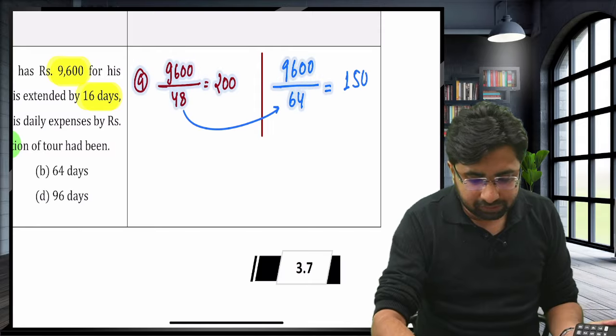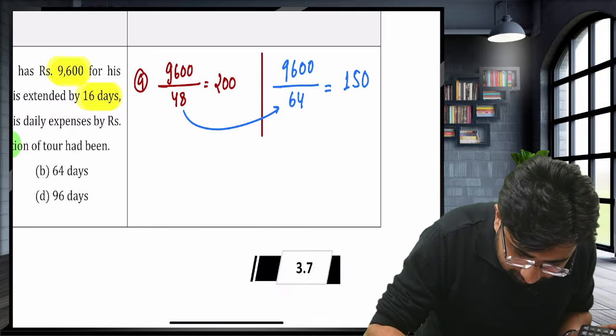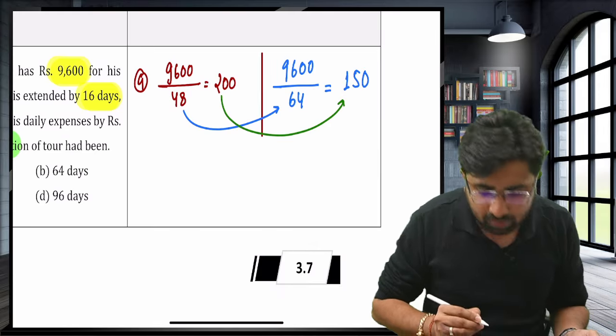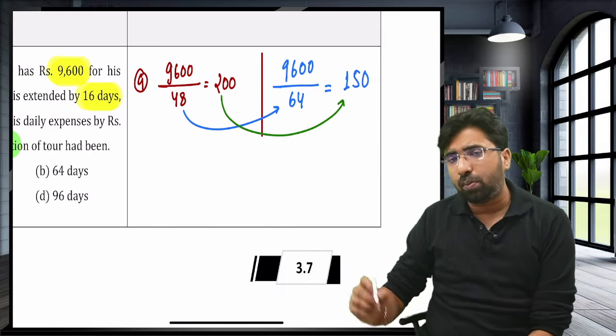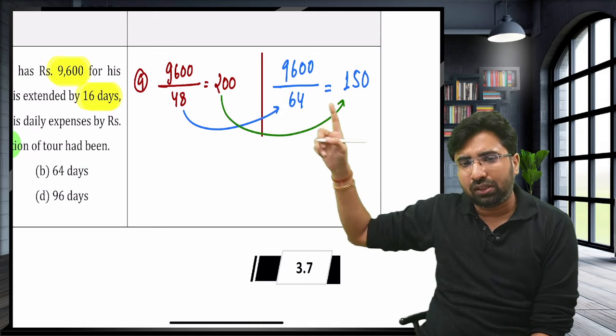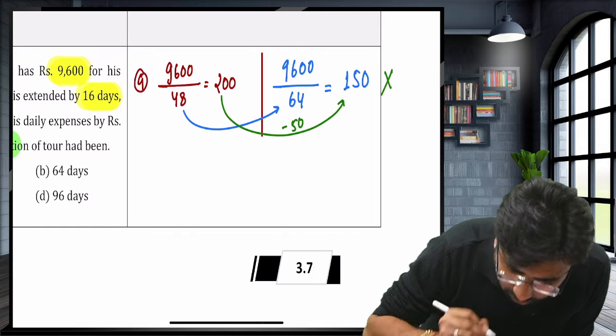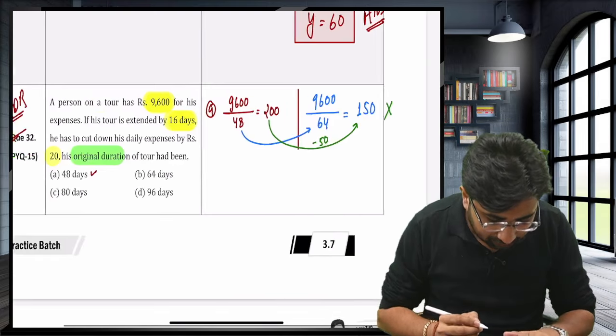I was expecting that the cost must be reduced by 20 rupees per day. But if you assume option A is the right answer, the per day cost is not reduced by 20, it is reduced by 50. So option A is wrong. Now let's check for another option.